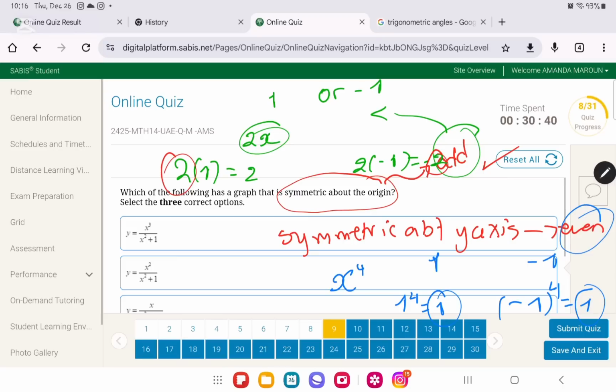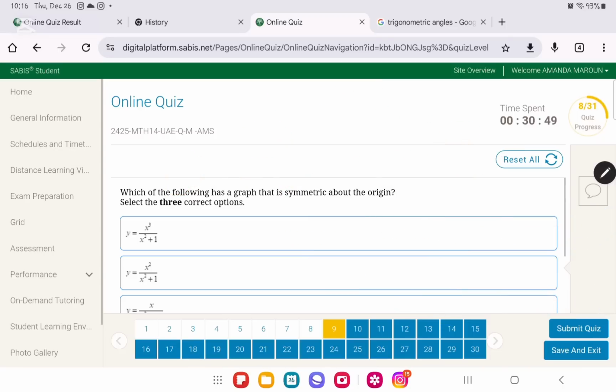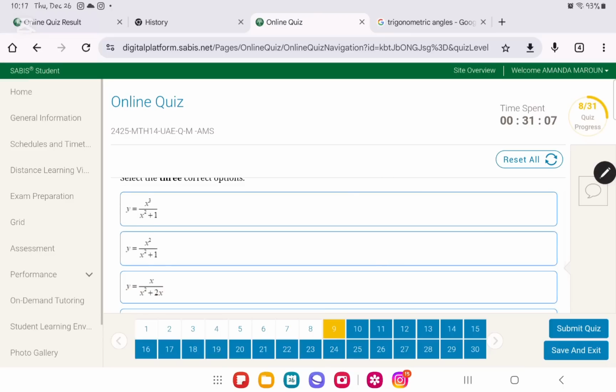Okay, this is a way for cases like this, but in other cases, when they progress even harder, there will be some other different techniques we will learn on how to find out if it's even or odd. Now, the most important thing we have to know is that when they say symmetric about the origin, this means it is odd.